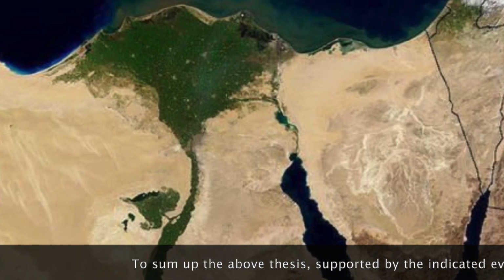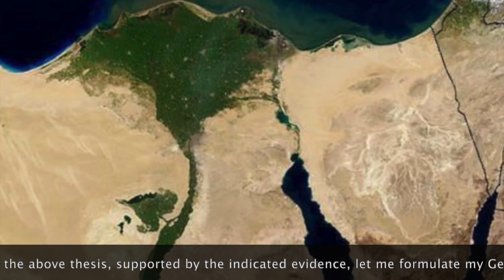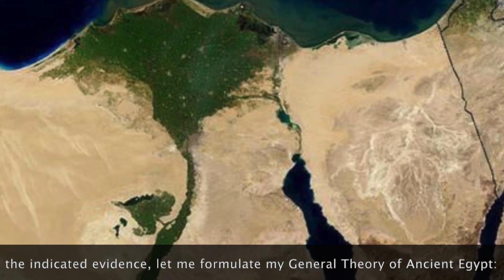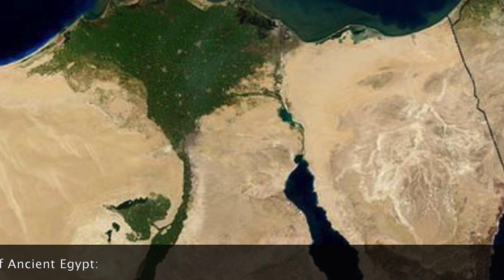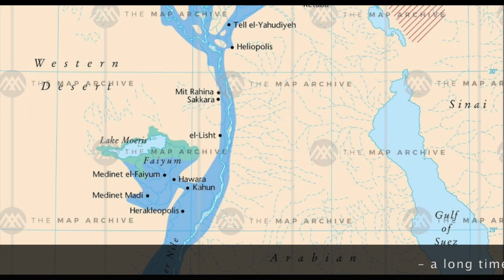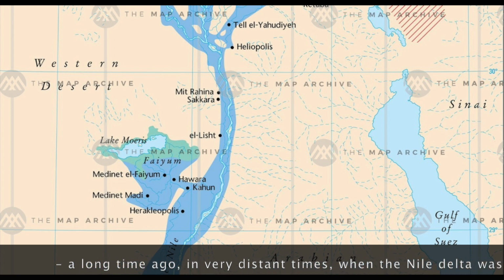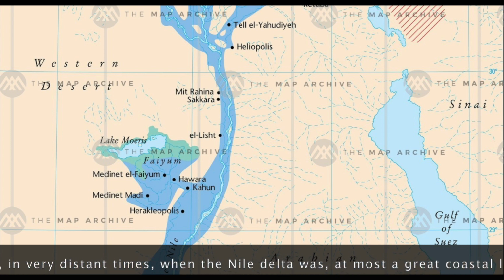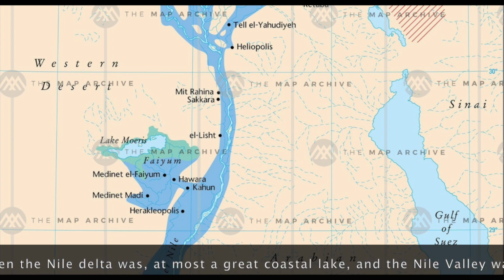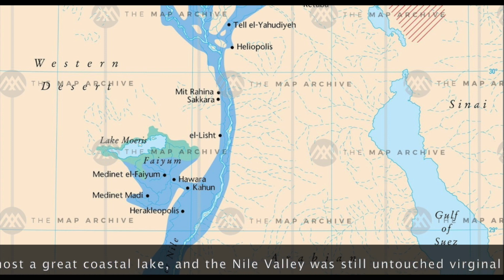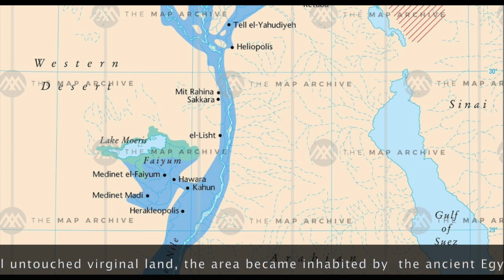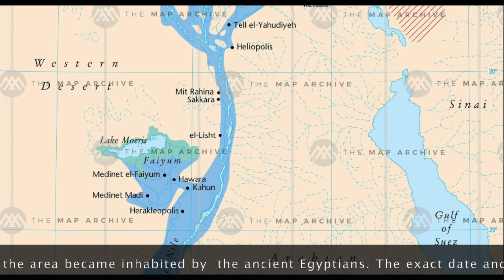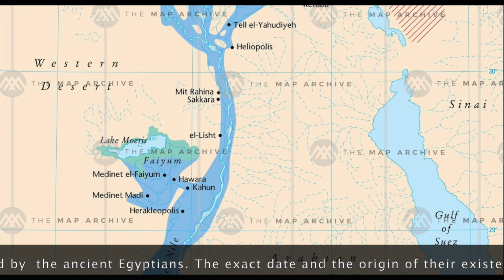To sum up the above thesis, supported by the indicated evidence, let me formulate my general theory of ancient Egypt. A long time ago, in very distant times, when the Nile Delta was, at most, a great coastal lake, and the Nile Valley was still untouched virginal land, the area became inhabited by the ancient Egyptians. The exact date and the origin of their existence is still largely unknown.